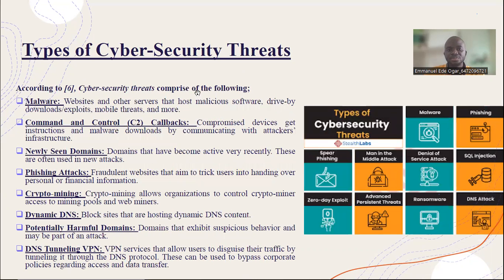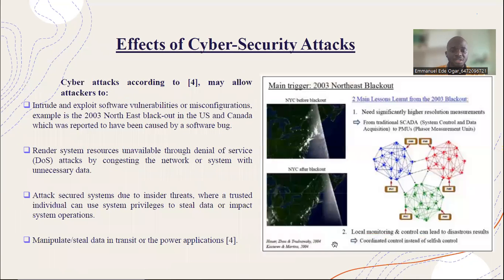We have different types of cybersecurity threats, ranging from malware, command and control callbacks, newly seen domains, to denial of service, phishing attacks, and man-in-the-middle attacks, where the attackers establish their presence in systems between two terminals and act as middlemen while extracting and exploiting information from smart grid architecture. So the effects of cybersecurity attacks on smart grid are outlined below.